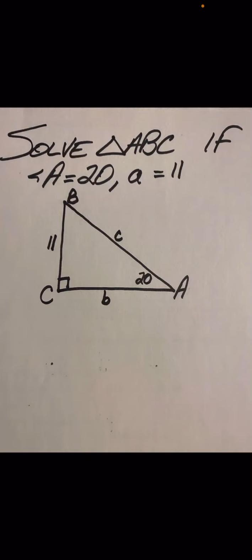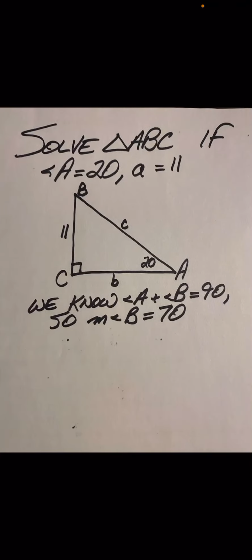And I went ahead and put A in the same spot as before. The only one that matters is C, right? Capital C and little c. They have to be where they're at. A and B don't matter. I just picked them the same, okay? And so I put the numbers there. Then we know that angle A plus angle B equals 90. So that means that angle B has to be 70. I'm not even going to put it on the drawing because I'm not going to use it.